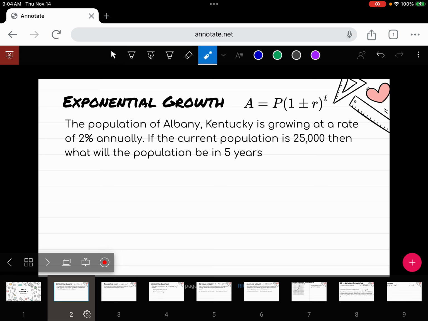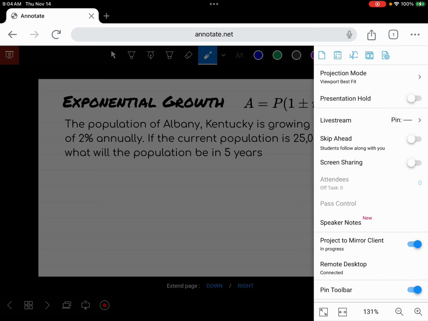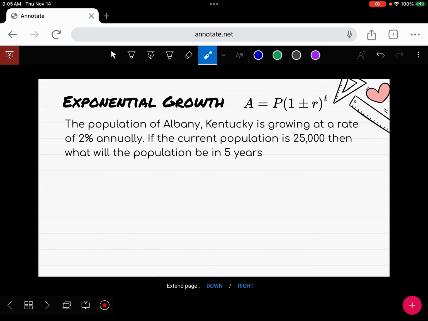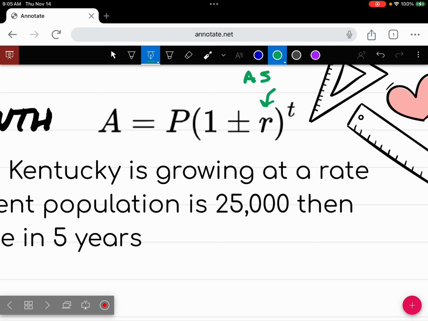So what we have up here is our exponential growth formula. It is almost identical to the ones we were working with yesterday. It's just that instead of having a base, we have this 1 plus or minus whatever our rate is. Our rate needs to be as a decimal. That is critical. Do not put it in as a percent. It has to be in decimal form.